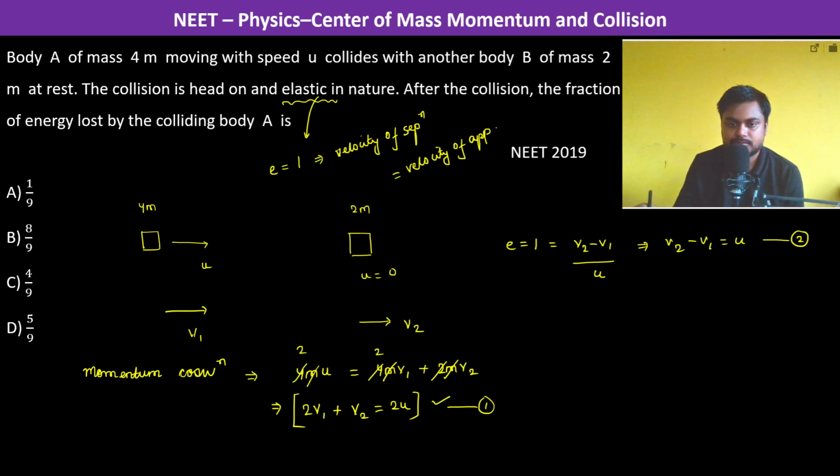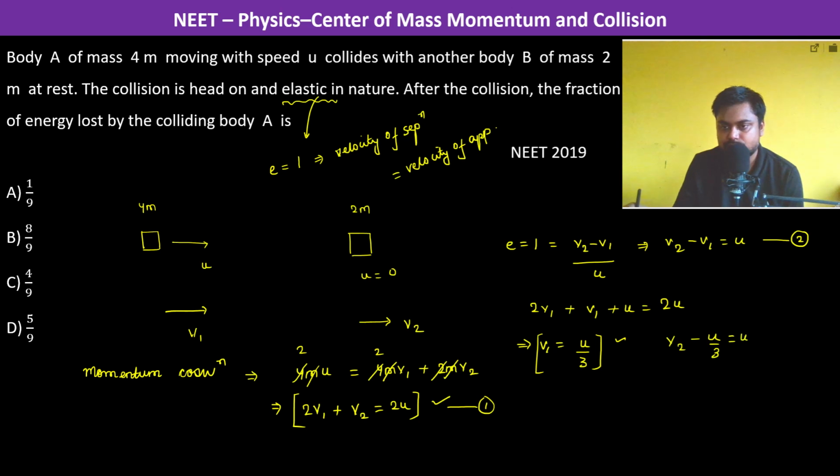Now we add them. So 2v1 plus v2, plus v2 minus v1, gives v1 plus u is equal to 2u. So v1 is u by 3, and v2 minus u by 3 is u. Therefore v2 is 4u by 3.